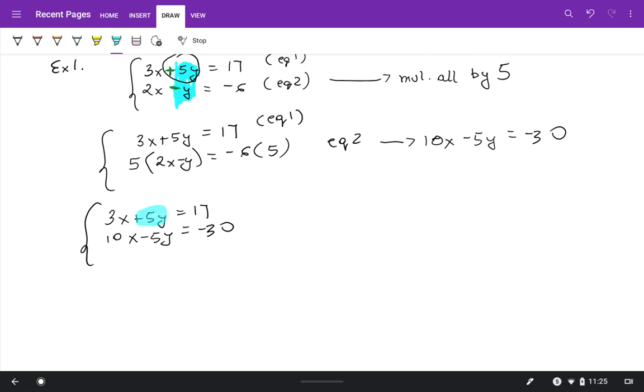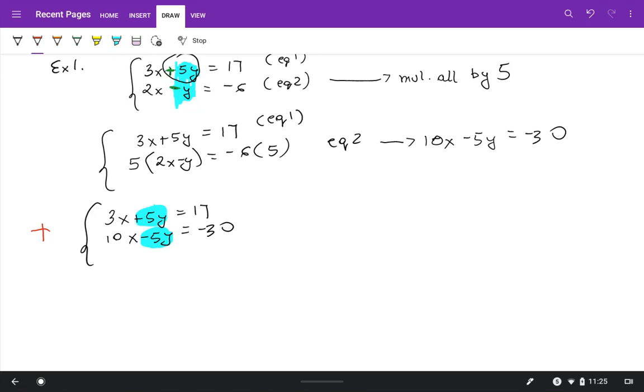The idea is to create the opposite coefficient of one of the variables. In this case, we pick y. So when you have those opposite coefficients in both equations, your next step is to add the equations together vertically. So I'm adding the equations together vertically.